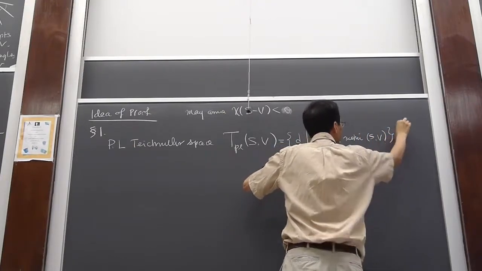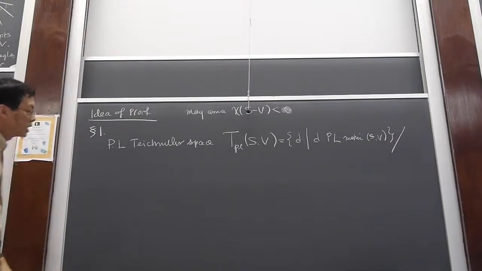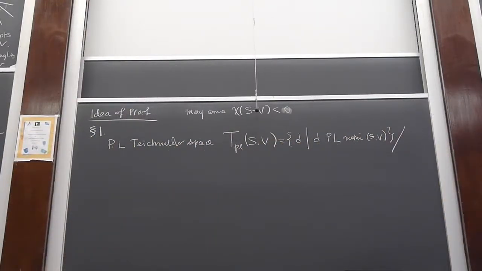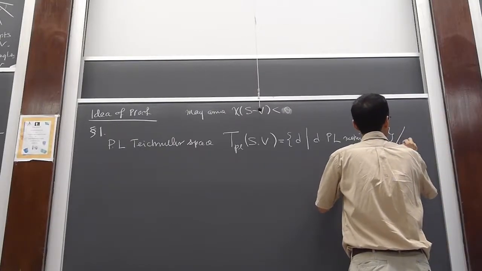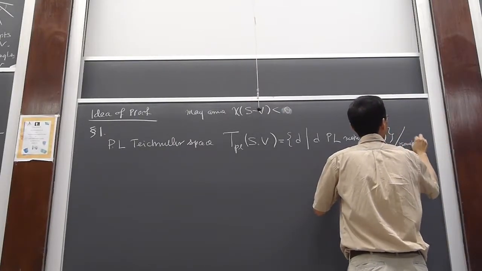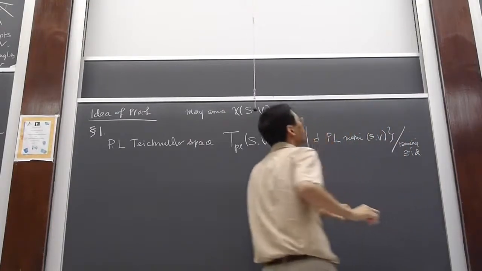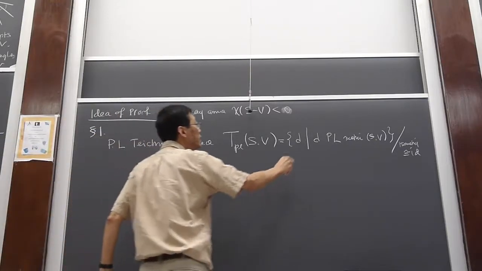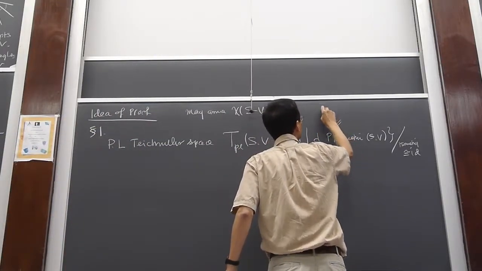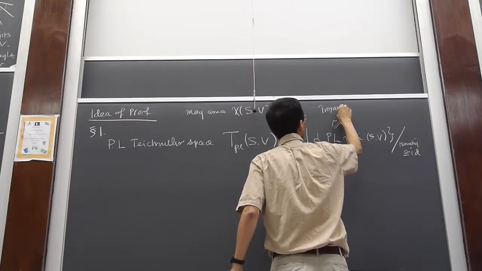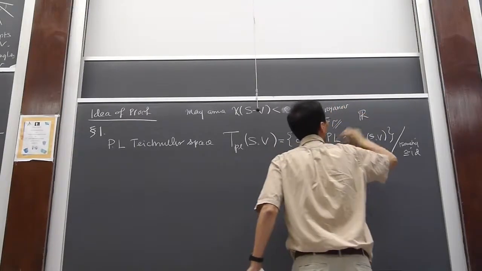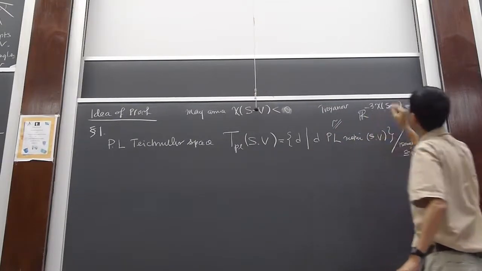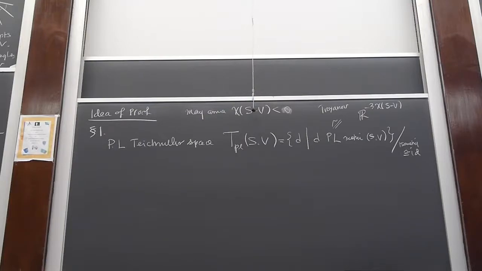on the marked surface, and two of them are the same if they are isometric by an isometry homotopic to the identity. So I'm going to write it as isometry homotopic to the identity. Okay, so that's the Teichmüller space, and it is known by the work of Choi and Yanov that this is diffeomorphic to a Euclidean space of dimension minus 3 times the Euler characteristic.